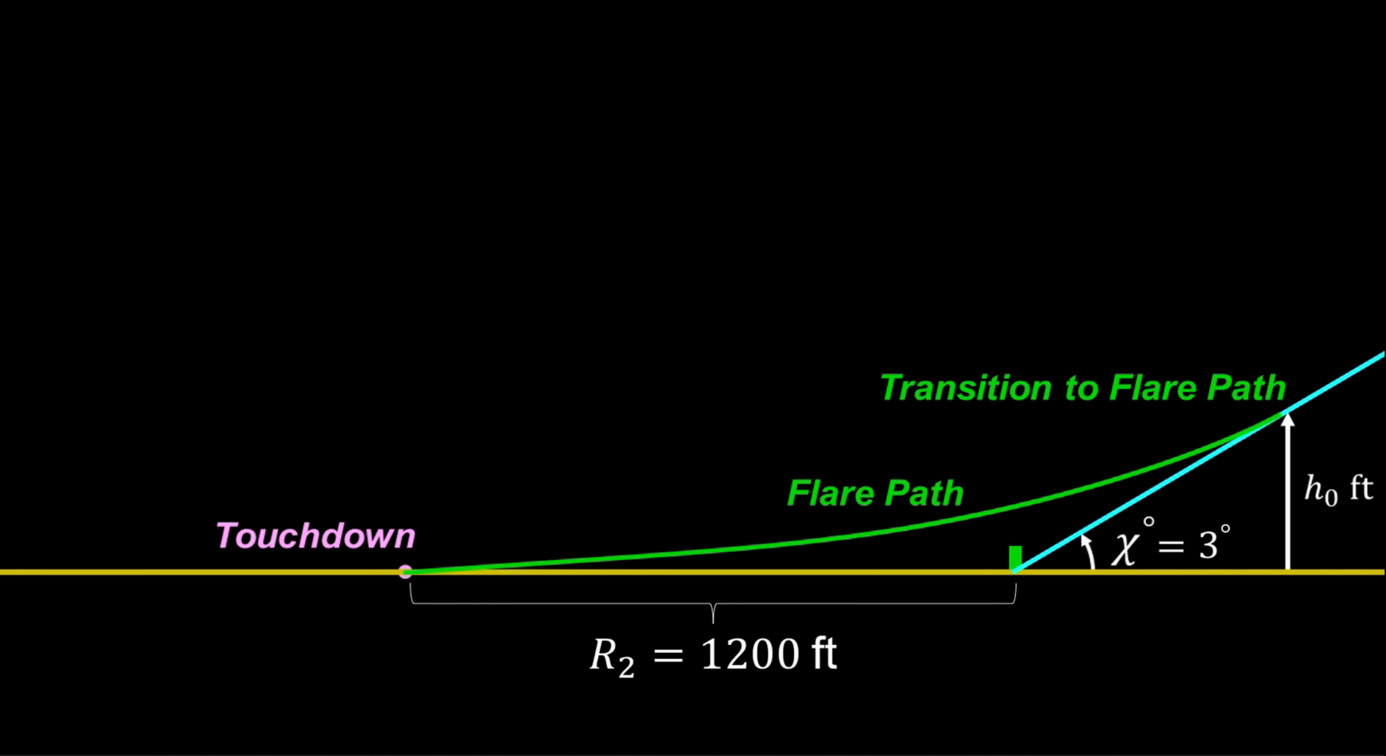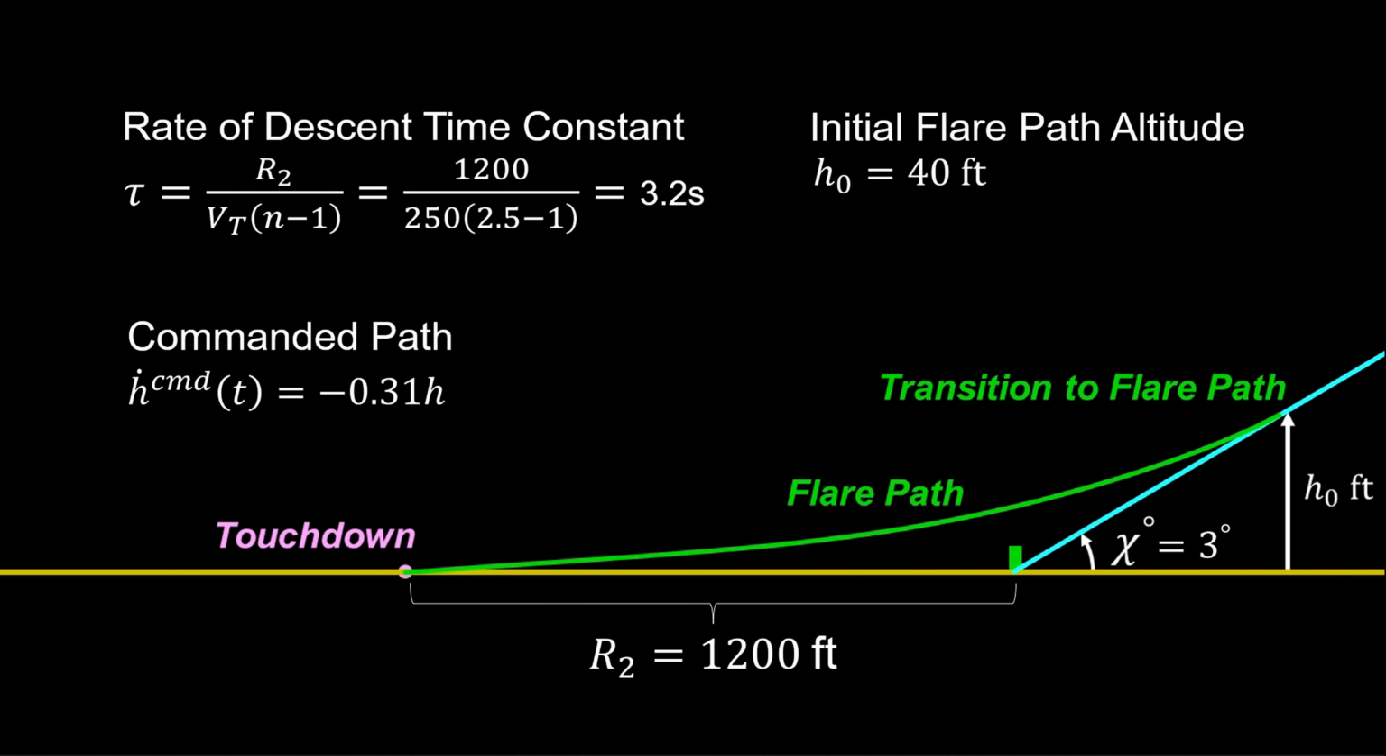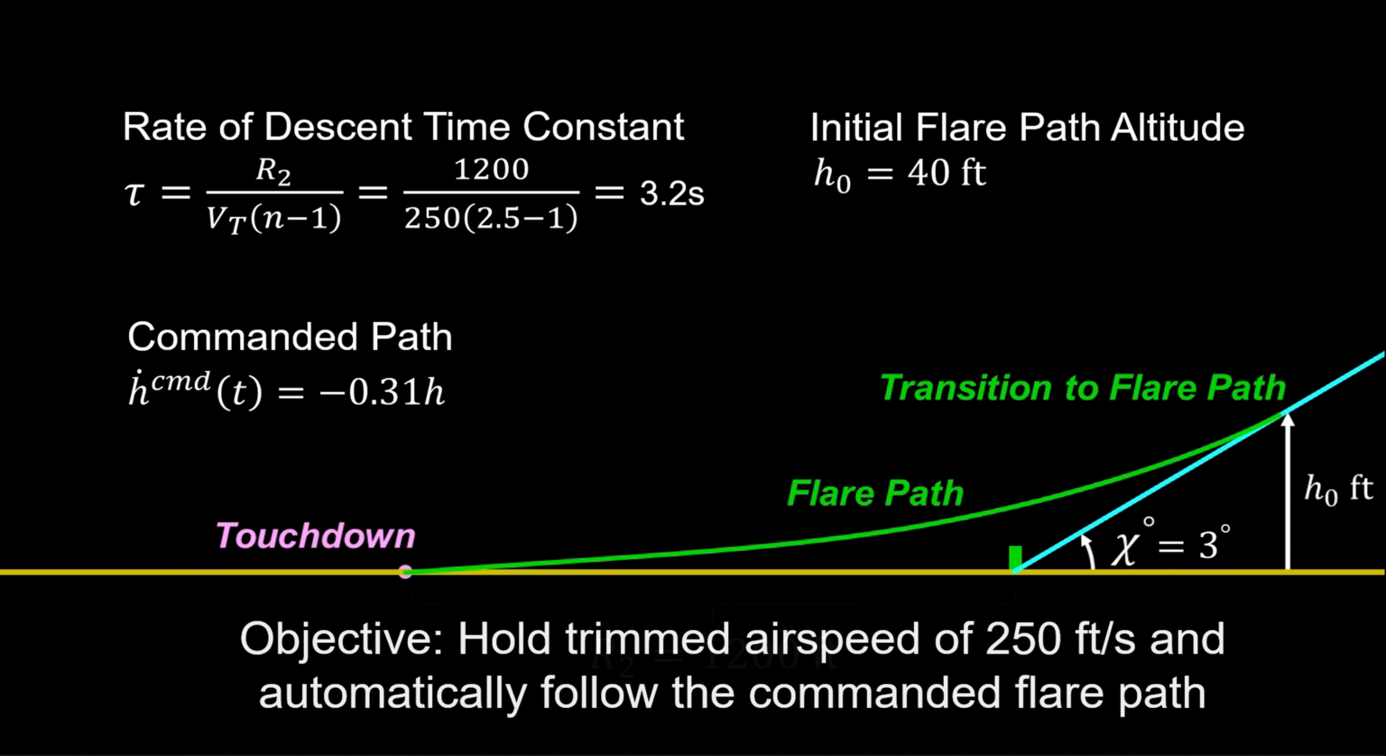We'll need to set up the geometry of our flare path. We define the rate of descent time constant with range from the transmitter to touchdown, R2, trimmed airspeed, and number of time constants to touchdown, N. With tau determined, we have the altitude rate command equation. We set the initial altitude at 40 feet. So our overall control objective is to hold airspeed and follow the commanded rate of descent.